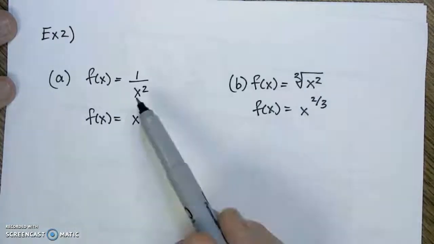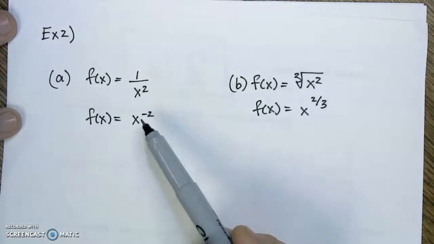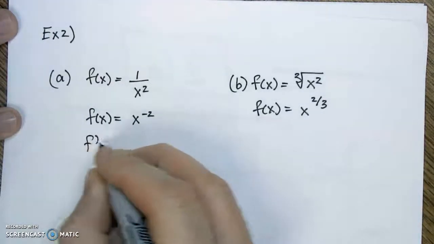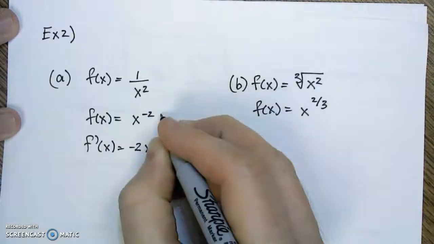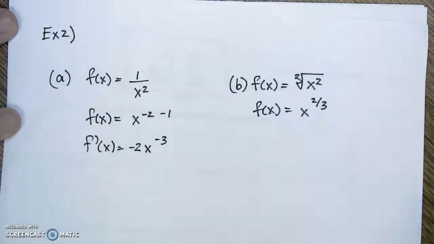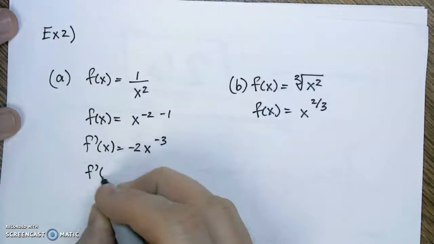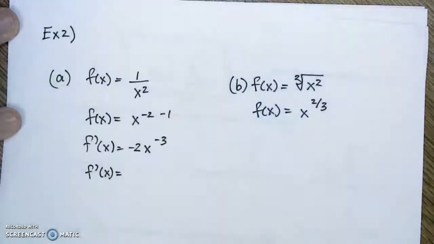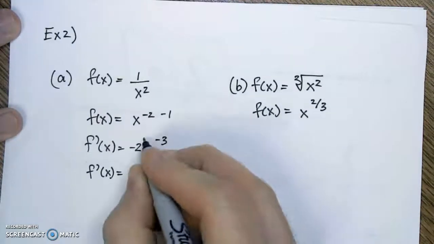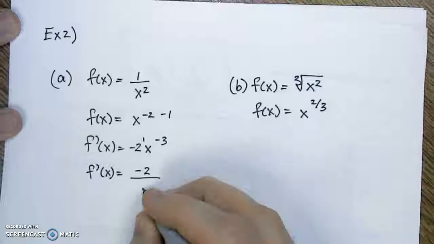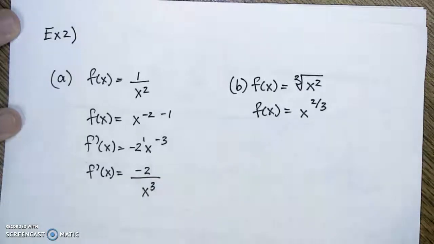So with x squared in the denominator, you can rewrite that as x to the negative second, and then your derivative would be negative 2 moves in front, and then you take 1 away, so it'll be negative 3. And then rewrite this as a fraction since that's how it was given to you. So negative 2 is on top because it has a positive exponent of 1. And then you've got x cubed on the bottom because it had a negative exponent. So that would be your derivative.